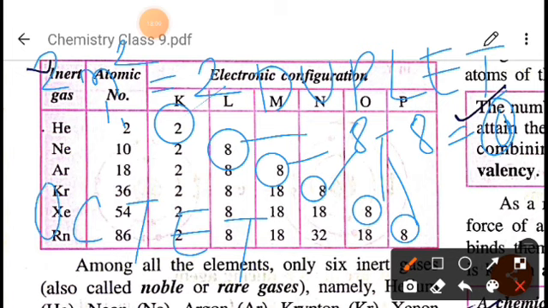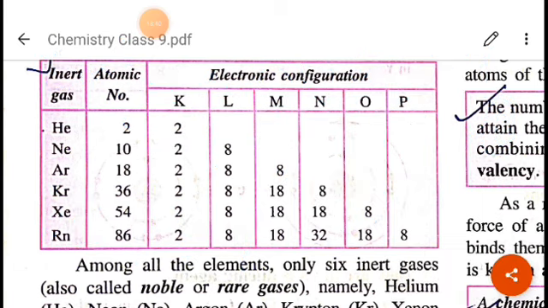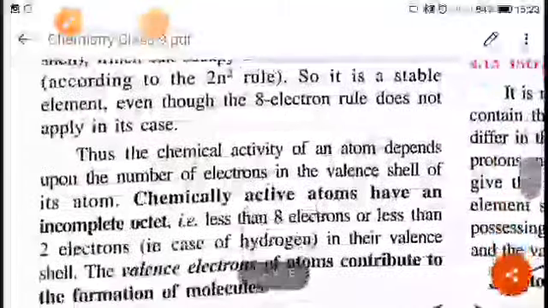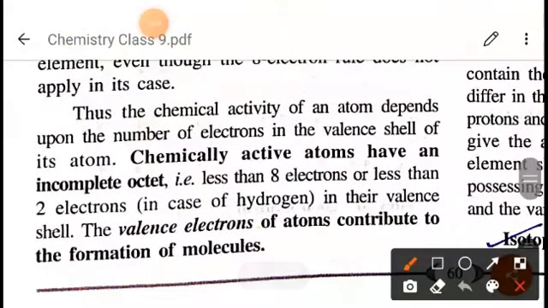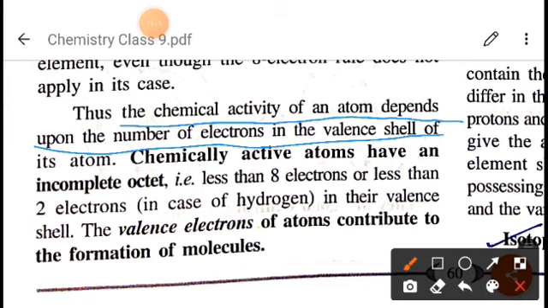Now, we can say that the chemical activity of an atom depends on the number of electrons in its valence shell. If you want to find out the chemical activity of any element or any atom, we have to see the number of valence electrons in the valence shell, or how many electrons are there in its valence shell. It will decide its chemical activity. The chemical activity of an atom depends upon the number of electrons in its valence shell.